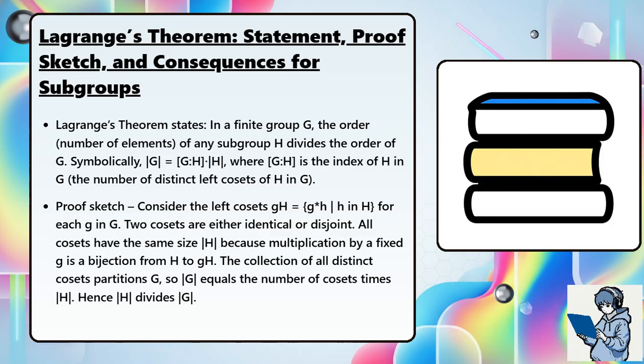Every coset has the same size as H because multiplying by a fixed g gives a one-to-one correspondence from H to gH. The distinct cosets together partition G. So the order of G equals the number of cosets multiplied by the order of H, therefore the order of H divides the order of G.